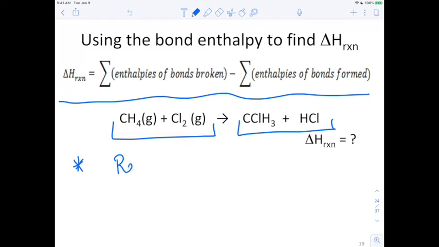So here is the only time again in this class where we're going to do reactants minus products. What we're going to be doing is adding up that bond enthalpy, or we could also call it bond dissociation energy. We're going to add that up for everything on the reactant side and everything on the product side.